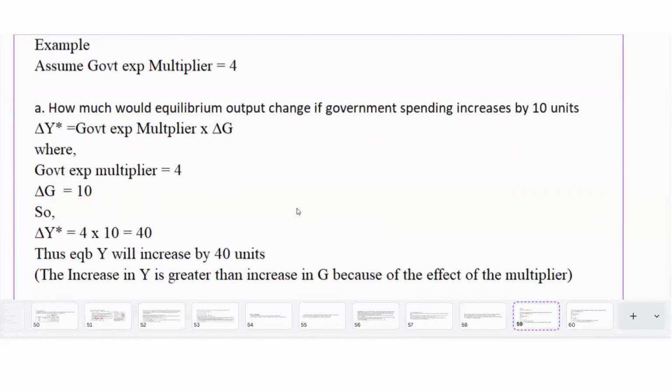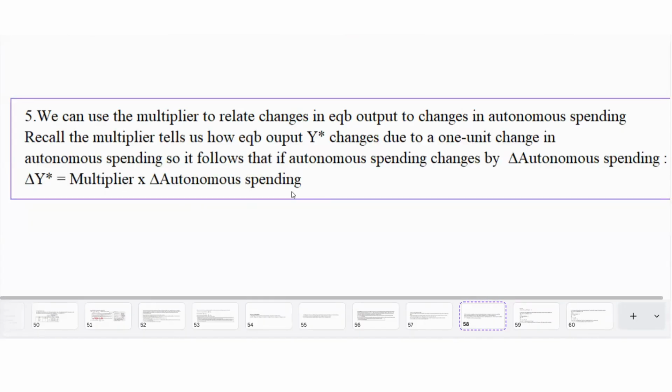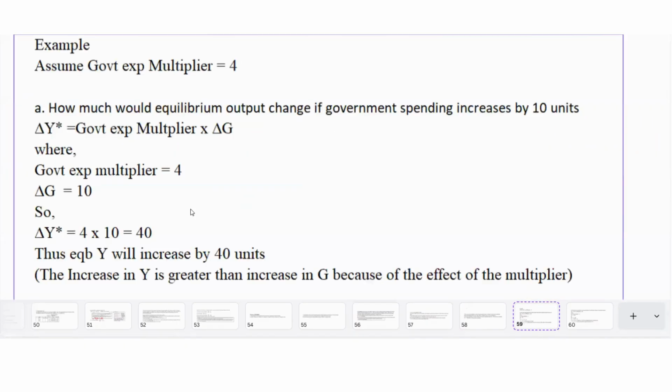For example, assume the government expenditure multiplier is 4. How much would equilibrium output change if government spending increases by 10 units? We know the change in equilibrium income would be the government expenditure multiplier times delta G. Right over here, this was in general for any change in autonomous spending. Here, the autonomous spending that's changing is G. So we can write this as delta Y star equals the government expenditure multiplier times delta G. So here the multiplier that we're talking about is the one relevant for this particular spending component. If we're looking at change in government spending, we'll use the government expenditure multiplier. If you're looking at change in investment, we'll use the investment multiplier and so on.